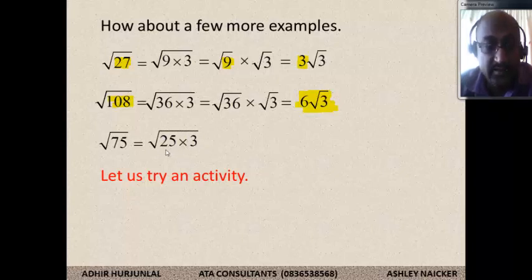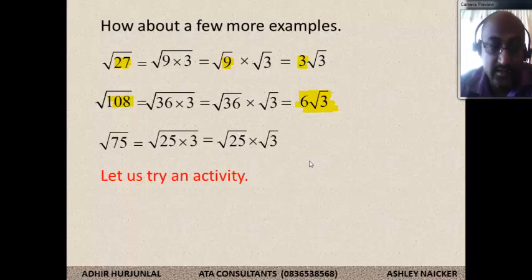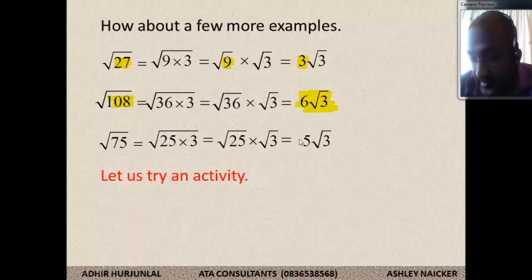And the square root of 25 times 3 is the same as the square root of 25 multiplied by the square root of 3. Thank you, guys. And if I do this, the square root of 25, yes, is 5. And the answer here becomes 5 root 3. Very good, guys. The square root of 25 is 5. So the answer becomes 5 root 3.